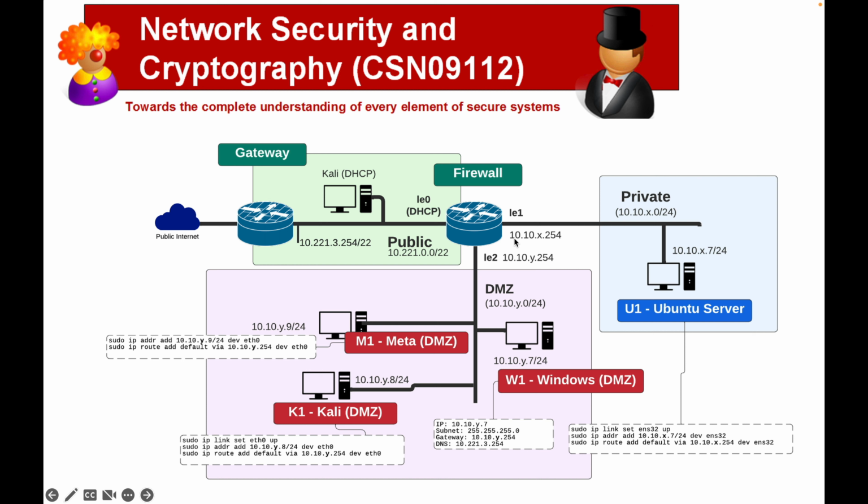For the private network, the default gateway in this case will be 10.10.x.254, and the Ubuntu host will go at .7. On the DMZ, we will place the hosts at .7, .8 and .9. That's for Windows, Kali and the Metasploitable instance. These machines will use this as their default gateway, 10.10.y.254. Ubuntu will use this as the default gateway.